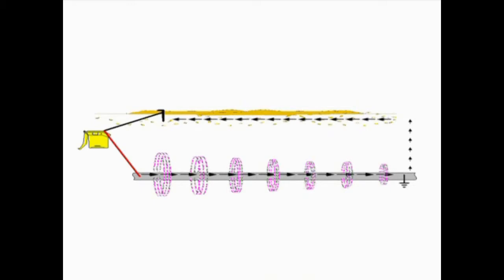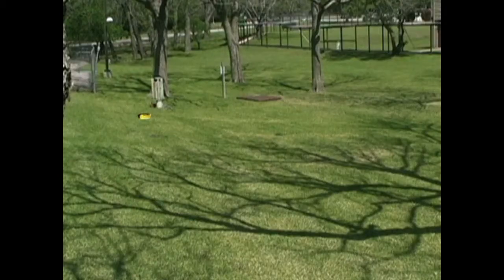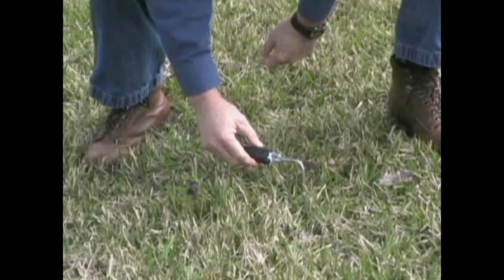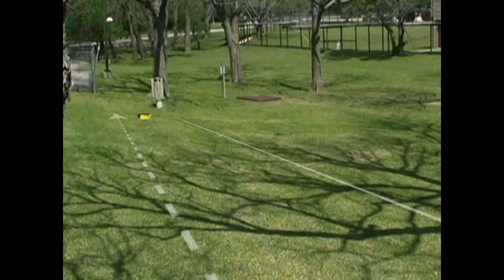You must create a complete circuit for the transmitted signal to follow. This circuit depends on three components: the target utility, or metal conductor, the physical ground, or dirt, and the grounding device, or ground rod. Each of these components must be connected in order to form the circuit or signal path.